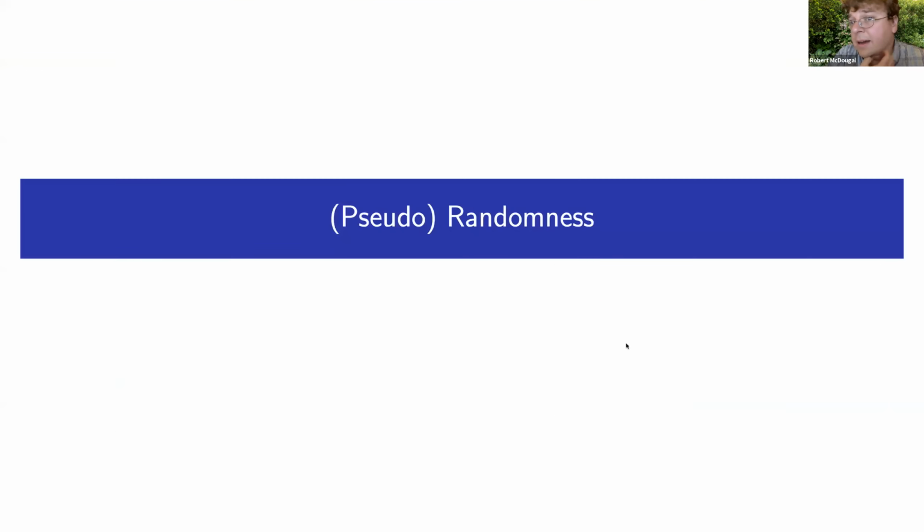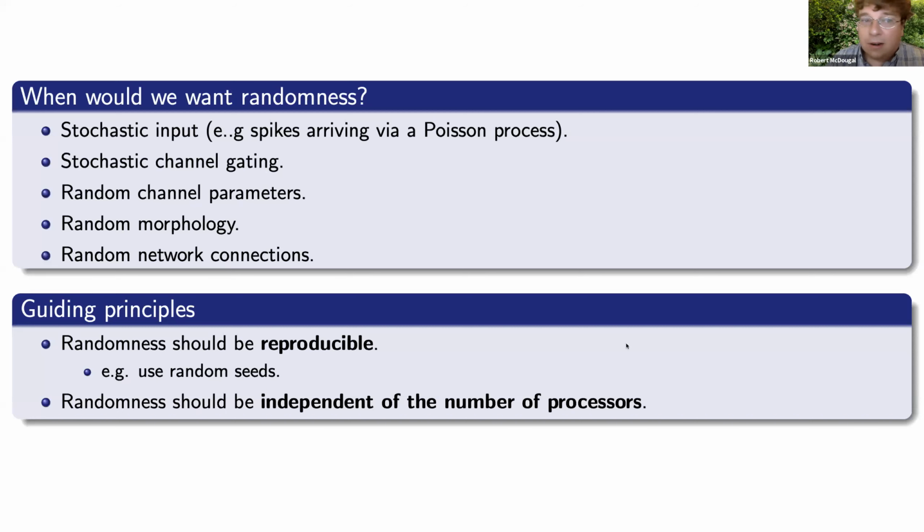So let's talk about pseudo-randomness. There are a lot of reasons why we might want randomness in our model. We may have a stochastic input, so we may have spikes that arrive according to some Poisson process. We may have stochastic channel gating. We may have random channel parameters, random morphology, or random network connections.